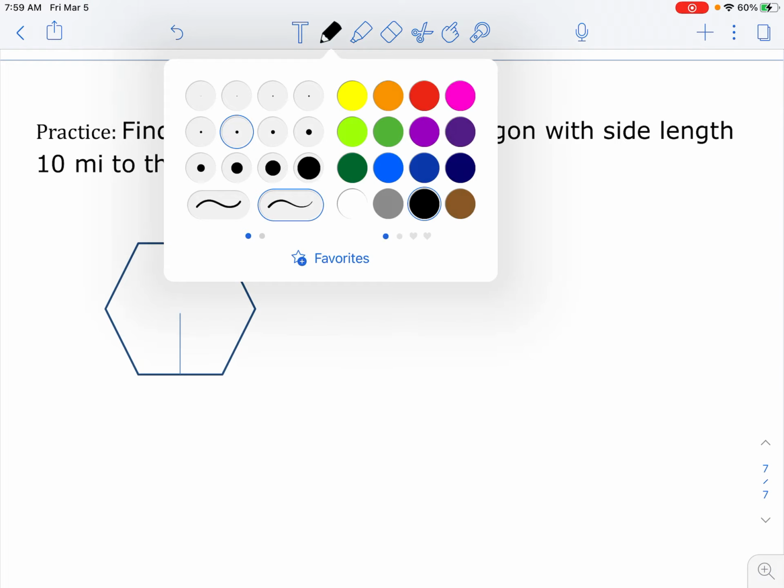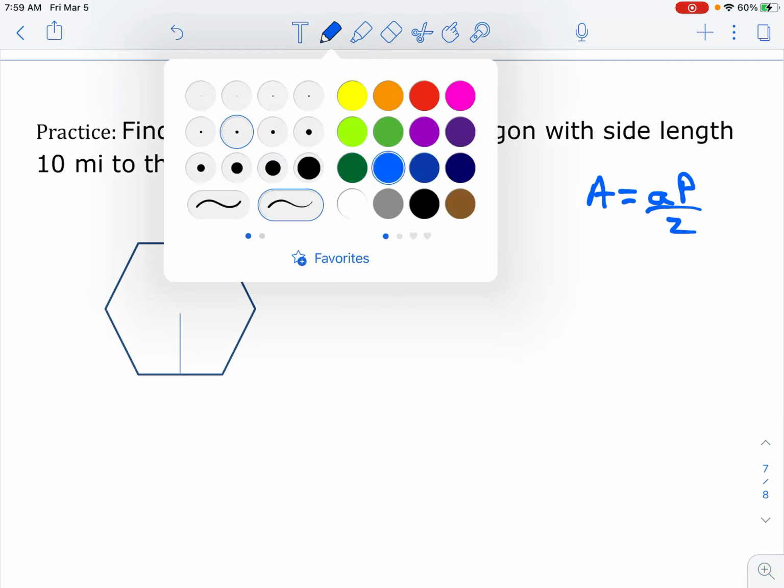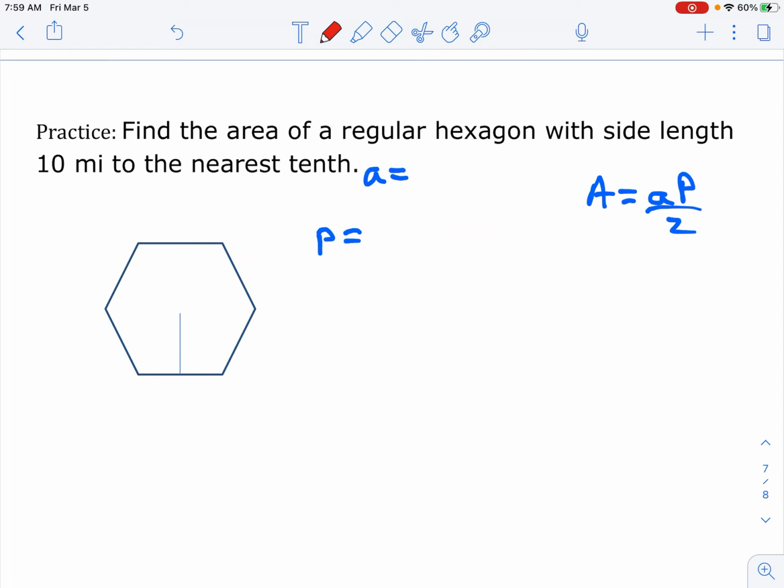Find the area of a regular hexagon with a side length of 10. Let me go ahead and write down our formula so that we have it. A equals apothem times p divided by 2. Remember, we need to know apothem, we need to know perimeter. They tell us that it has a side length of 10, so let's label our picture.